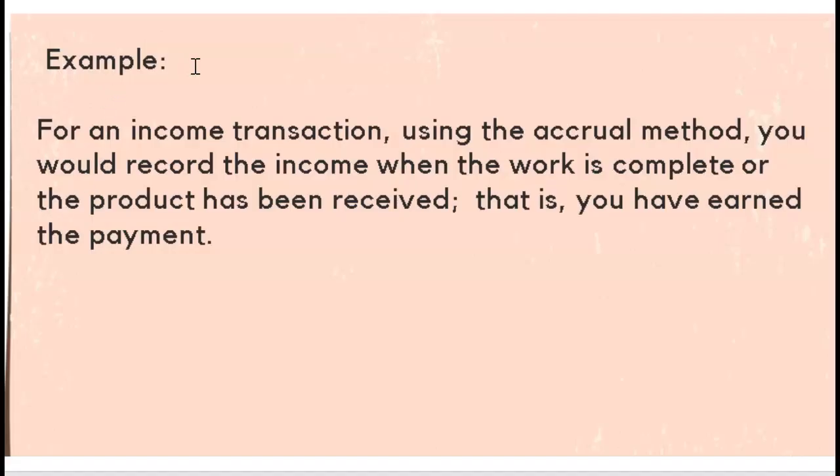Example: for an income transaction using the accrual method, you would record the income when the work is complete or the product has been received. That is, you have earned the payment. Income to you is recorded when you send out the bill, even though you have not yet been paid. The liability is recorded when you receive the bill, even though you have not been paid.